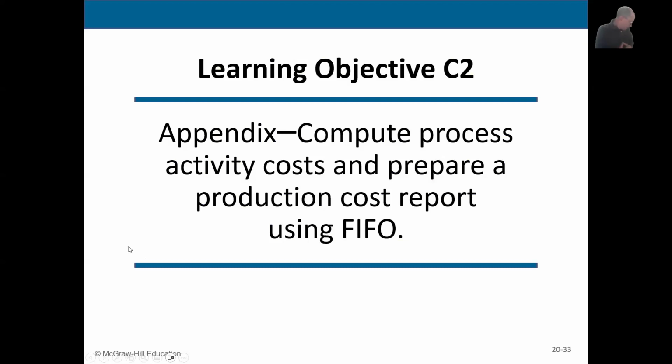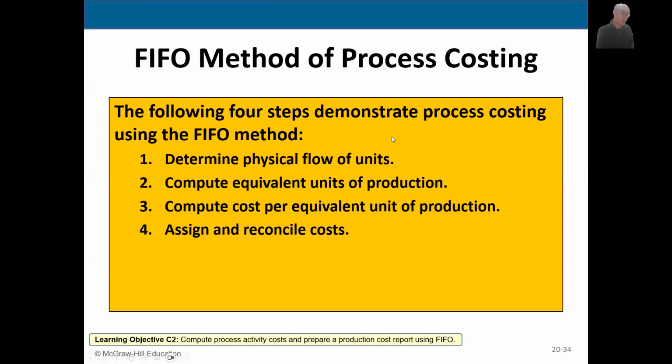So we talked about weighted average from the perspective of figuring out equivalent units of production. Some companies might decide to use first in, first out as their chosen cost system. And so you can use the first in, first out method using 4 specific steps. And you'll see that they're very similar. Figure out the physical flow of the units, compute equivalent units of production.